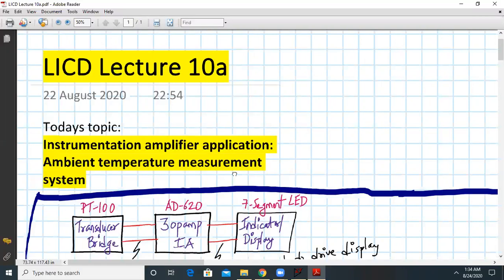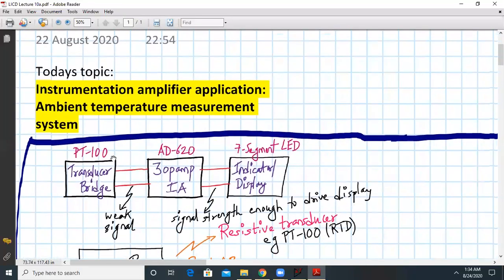So let us start. This is our overview. We will have a transducer bridge wherein a temperature sensor will sense the temperature and convert it into a resistance change, and then we have a 3 op-amp instrumentation amplifier. We can use an AD620, and finally this instrumentation amplifier will amplify this weak signal and produce a signal with sufficient strength to drive the LED display. The indicator or display element is a 7-segment LED.